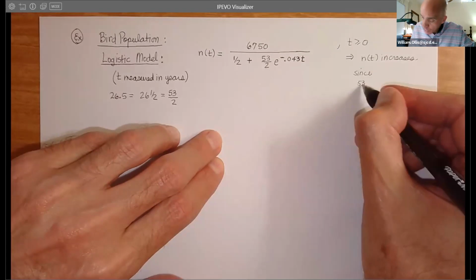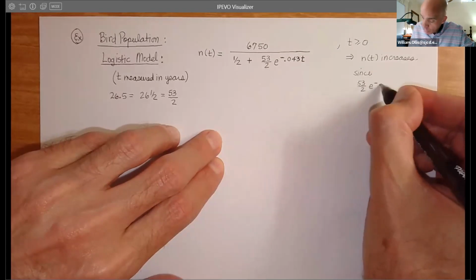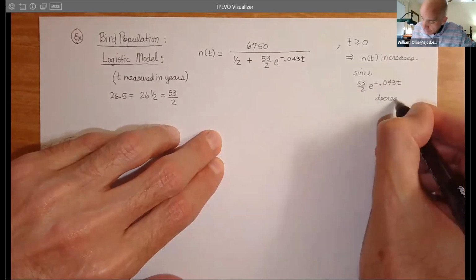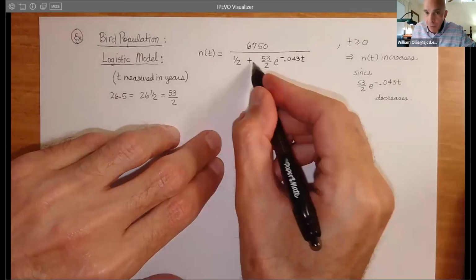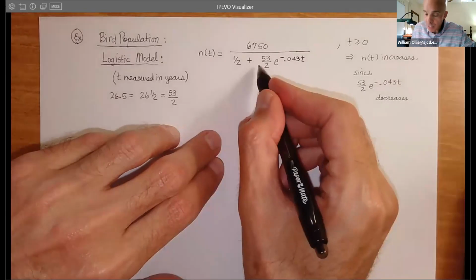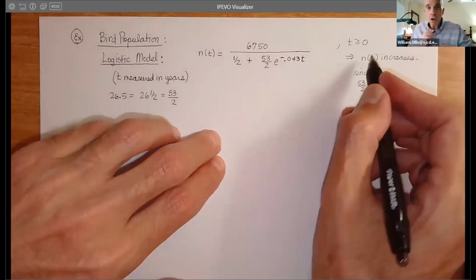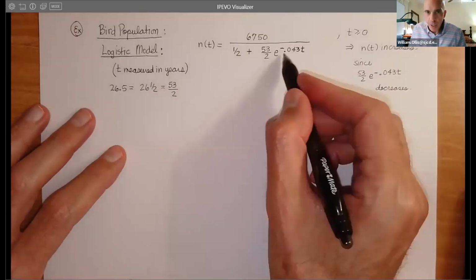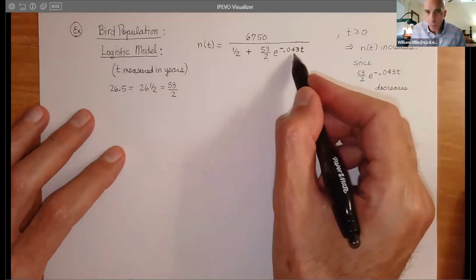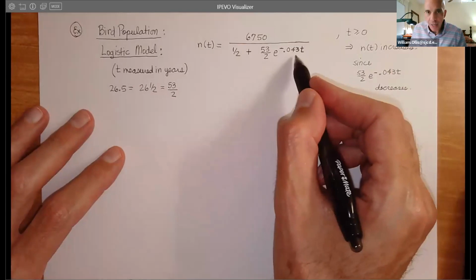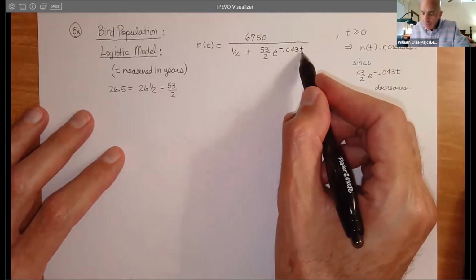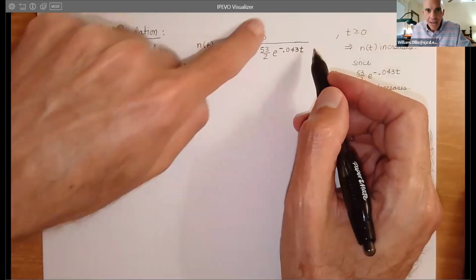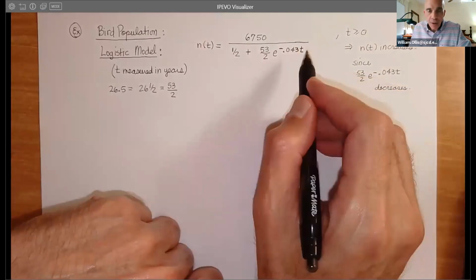53 times 2e to the negative 0.043t decreases. So we're actually dividing by smaller and smaller numbers, the number 6,750, as t gets larger. So this pretty much tells us that eventually this thing's going to fade away to 0, because we know that y equals 0 is a horizontal asymptote. So as t gets larger and larger, this is just going to fade to 0. And then we will get some type of limiting value for the actual population.